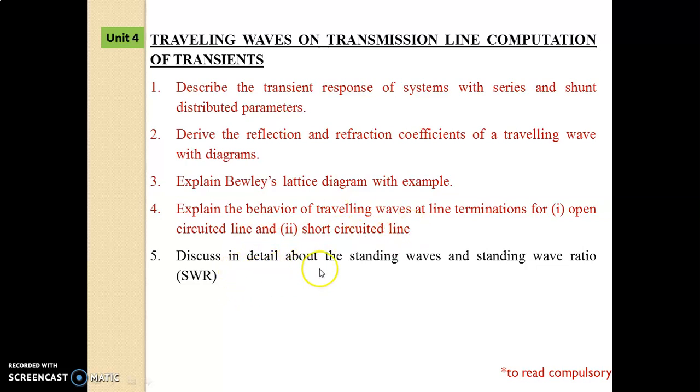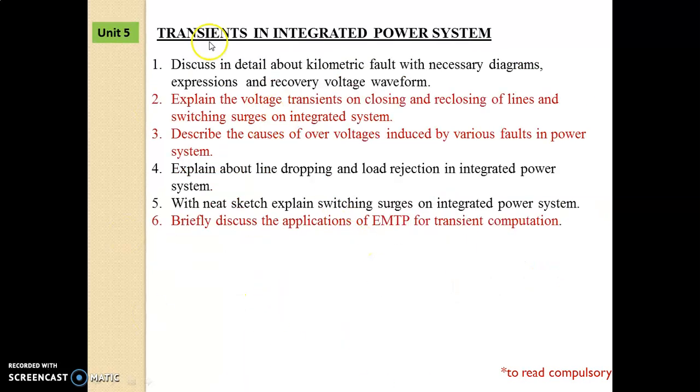And the last one, discuss in detail about the standing waves and standing wave ratio. All the 5 are important. And unit 5 is transients in integrated power system. Here we have prepared 6 questions as important. First one, discuss in detail about kilometric fault with the necessary diagrams, expressions and a recovery voltage waveform. Second one, explain the voltage transients on closing and reclosing of lines and switching surges on integrated system.